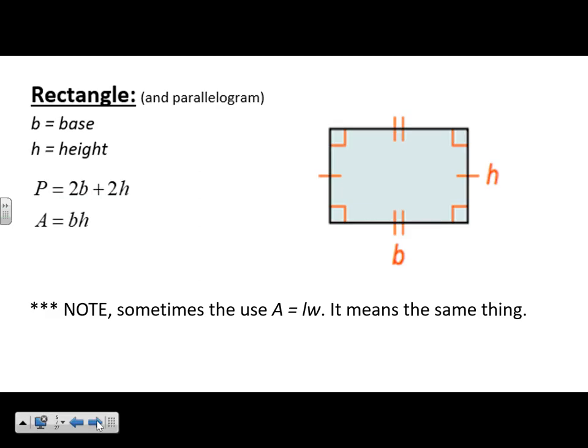Now, for a rectangle or a parallelogram, I'm using B as the base, H is the height. So the perimeter is 2 times the base plus 2 times the height, and the area is base times height. Now, the other way you've seen this is with length and width: 2 times the length plus 2 times the width, and the area is length times width. It's the same thing. The only reason I use base and height is because that's the same for a parallelogram. But length and width is just about the same.